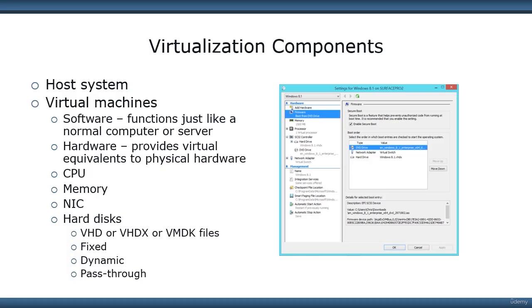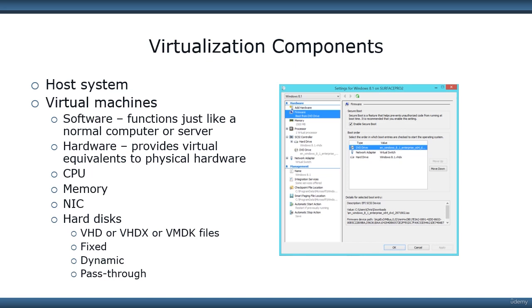All right, so we've taken a look at a couple virtual hosts. Now let's look at some virtualization components. First things first, you have the host system. Hyper-V, ESXi, probably the most common. VMware seems to be the most common across the industry. And then you have individual virtual machines.